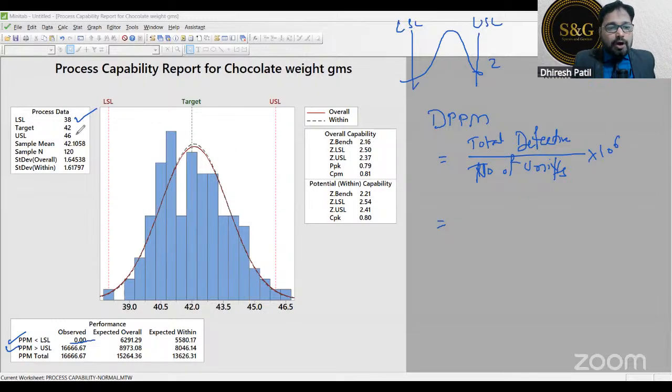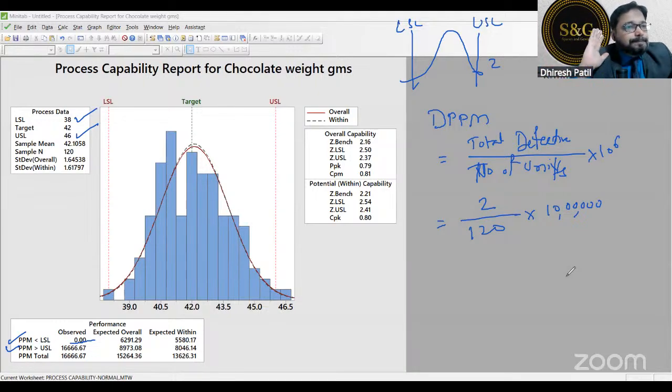That means USL is what? 46, correct? So 46 के about 2 chocolates है. So let's put the formula: 2 divided by 120 into 1 million. 2 chocolates out of 120 are above 46 grams weight. Can you just calculate this and type in the chat box? 16666. And this is exactly what it's showing over here. Are you understanding? So 16,666.